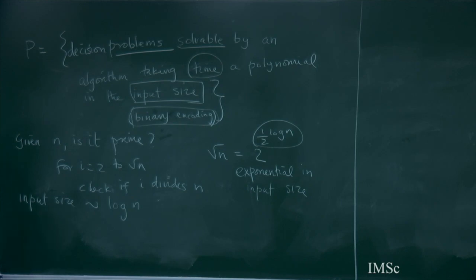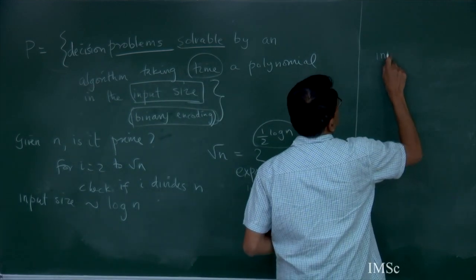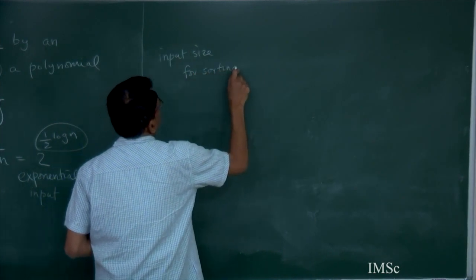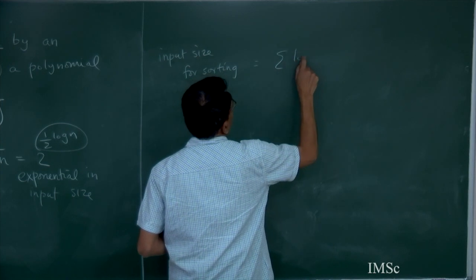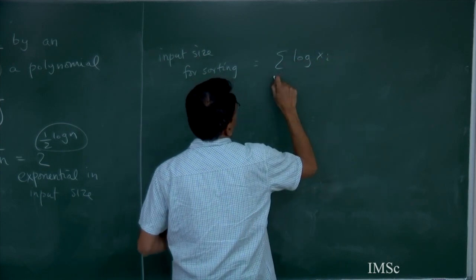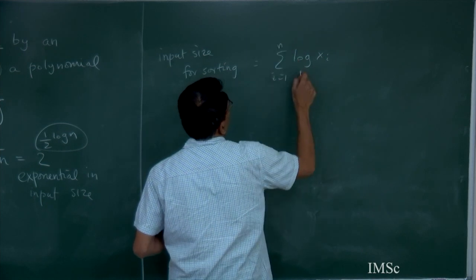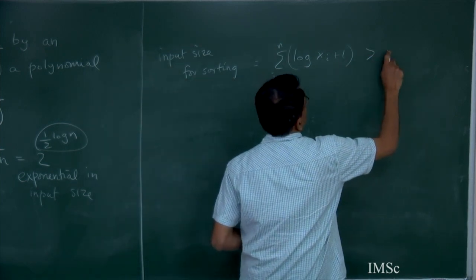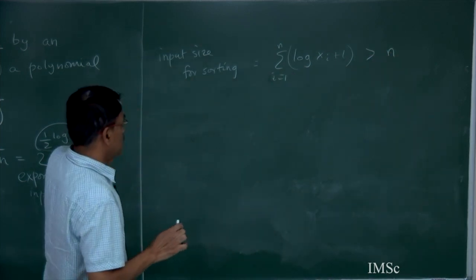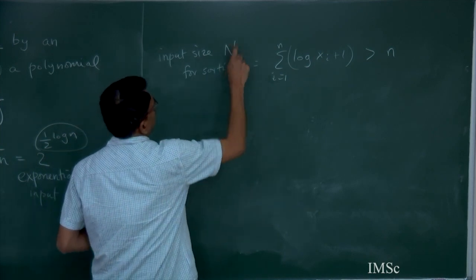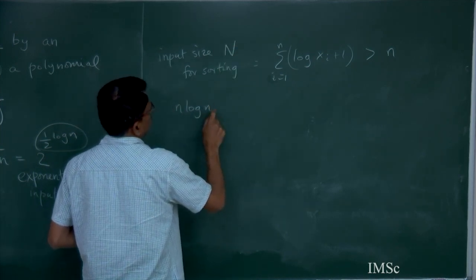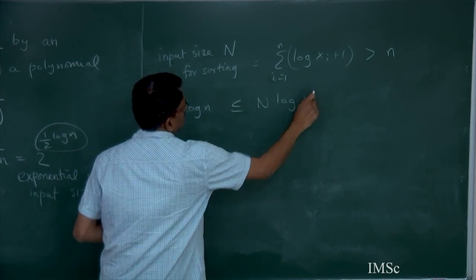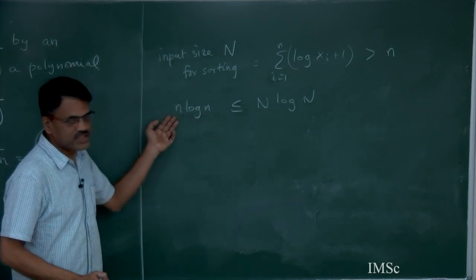So the input size for sorting really would be the summation of log of xi, for x1, x2, and so on, maybe plus 1 or something, because you need some delimiters. But the important thing is this is more than n, right? So if I call this capital N, then an n log n algorithm is also capital N log N, right? Because capital N is at least small n.